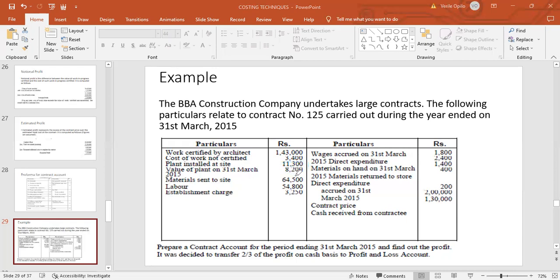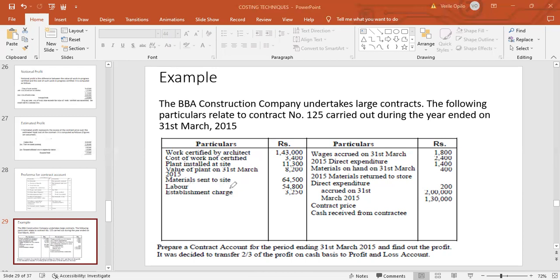So it means that we have depreciation here. The depreciation is the difference between the value of the plant at the beginning of the period and at the end of the period. 11,300 minus 8,200 gives us 3,100 as the depreciation.